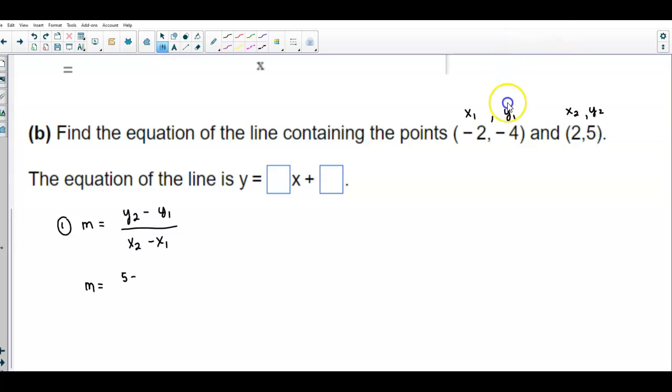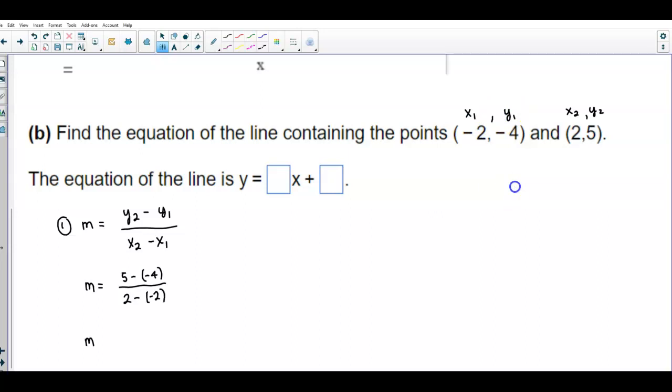And then we're going to subtract the value of y1. So we're subtracting a -4. And then we're going to divide that by the value of x2, which is 2, and then we're going to subtract the value of x1, which is negative 2.